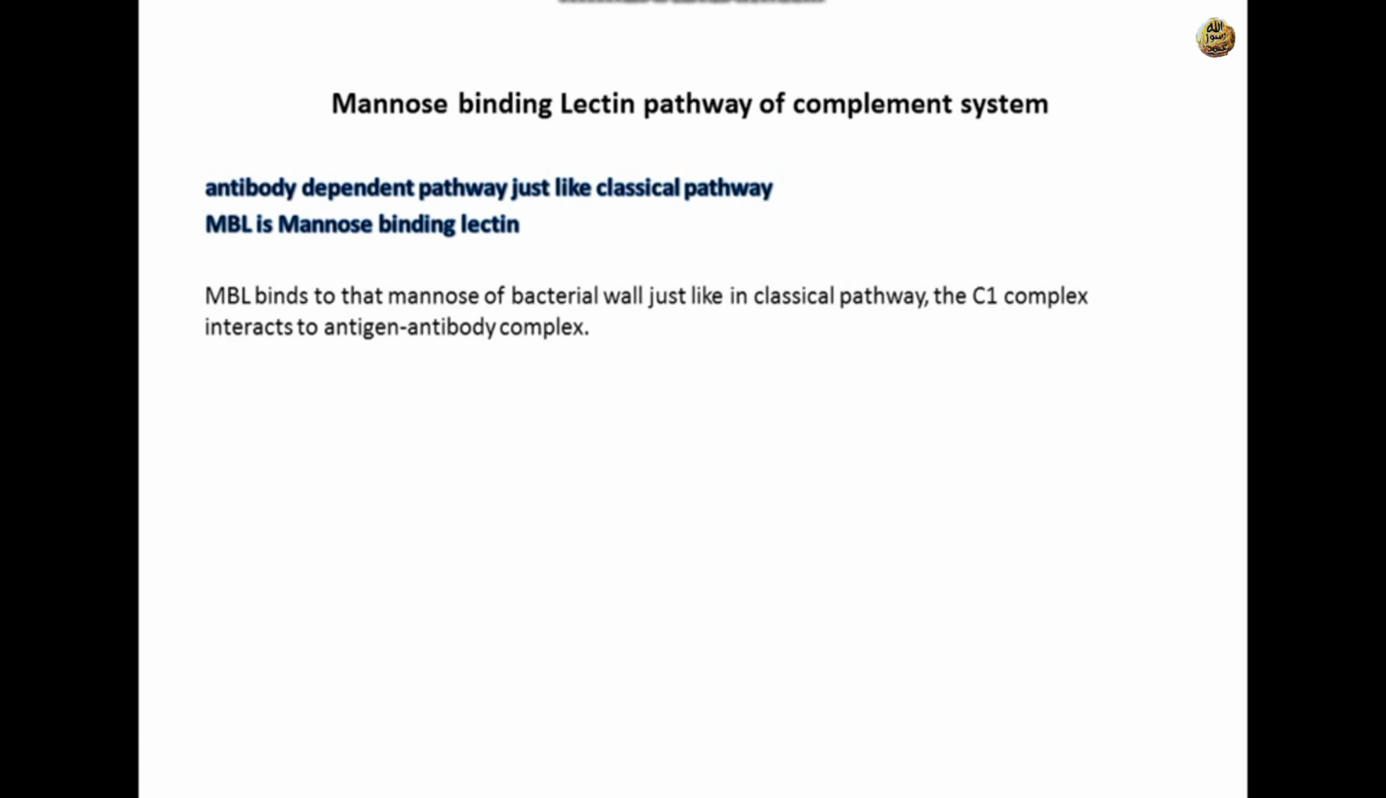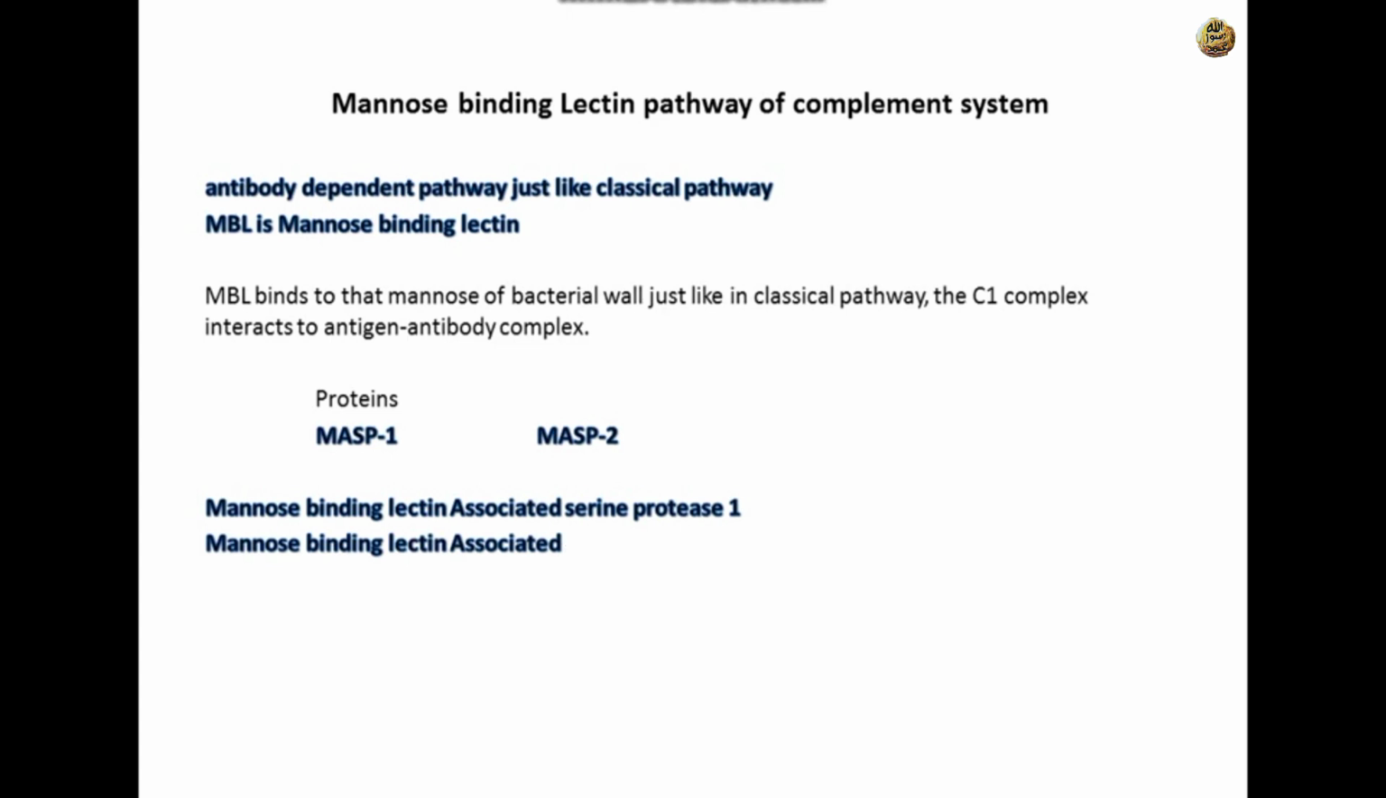Along with MBL, the complex consists of two other proteins, MASP1 and MASP2, namely mannose-binding lectin-associated serine protease 1 and mannose-binding lectin-associated serine protease 2. Here MBL acts like C1q while MASP1 and MASP2 act like C1r and C1s of the classical pathway. All the three components combine and form a complex on the antigen surface, also called the C1-like complex.